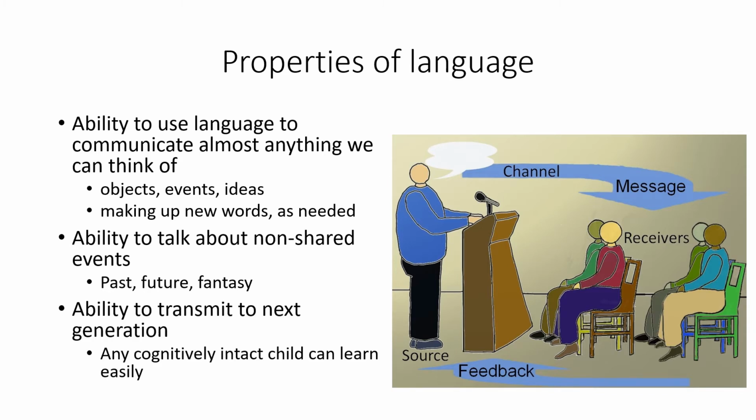And finally, the ability to transmit knowledge to the next generation. We'll get to this a little more when we talk about culture, but because any cognitively intact child can learn language easily, they can learn what is being conveyed through language easily. And again, this is basically unique to humans.